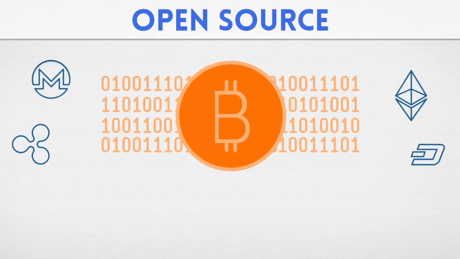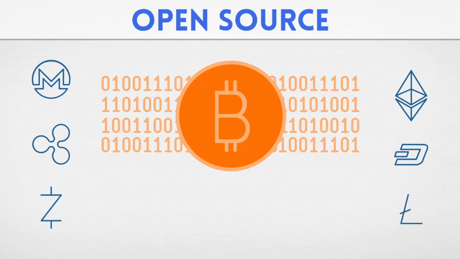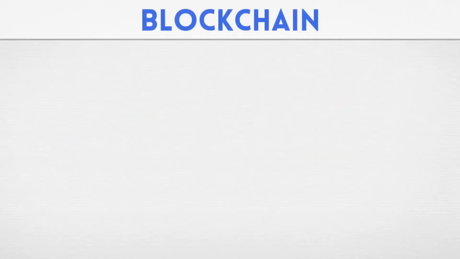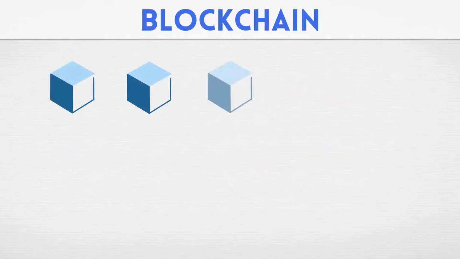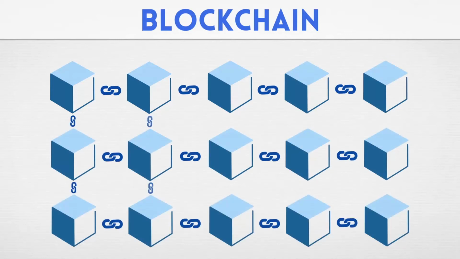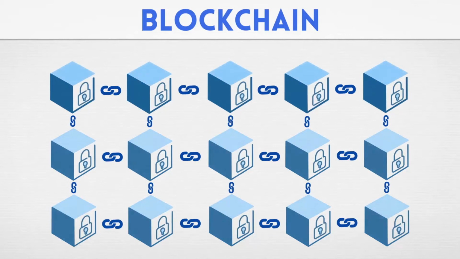Most cryptos are open source. Bitcoin source code can be found on GitHub. Blockchain, like the name already implies, is a chain of blocks that contain information. It is a continuously growing list of linked records called blocks, and they are secured using cryptography. Blockchain is immutable, which means the data is resistant to modification.